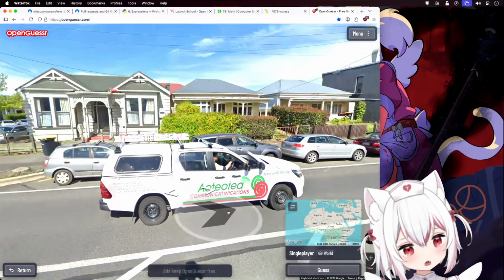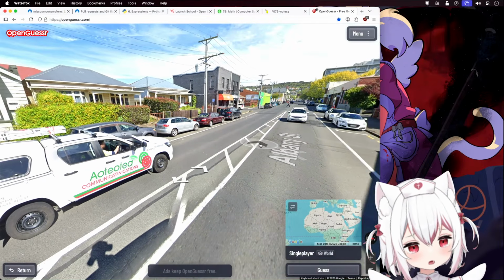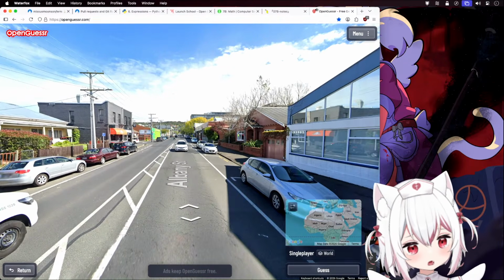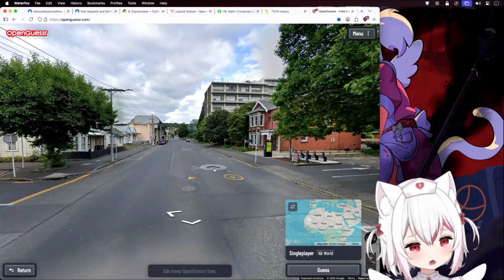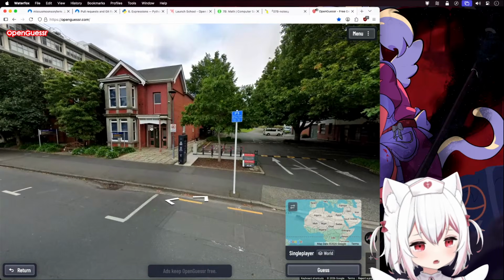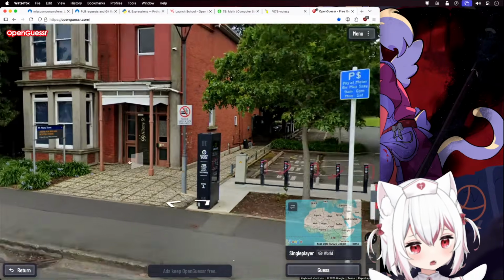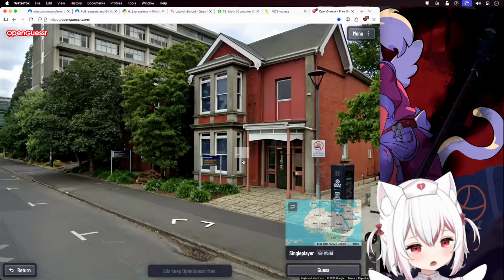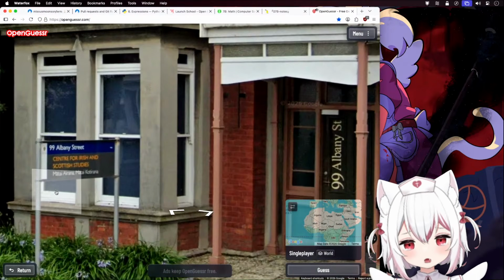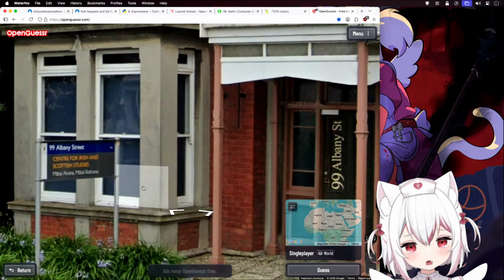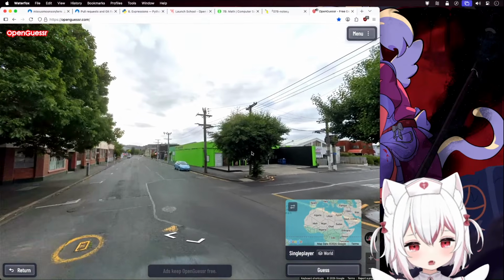Wait, they're driving on the wrong side of the road. Shit. They're driving on the wrong side of the road. Is this Greece? Like, does Greece drive on the wrong side of the road? But there's so much English. Albany. Don't tell me this is Canada again. This is Scottish. Irish and Scottish studies? Where the fuck am I? Is this England? Why is this green?